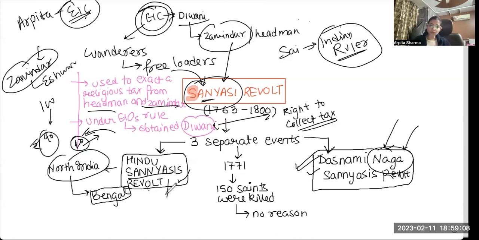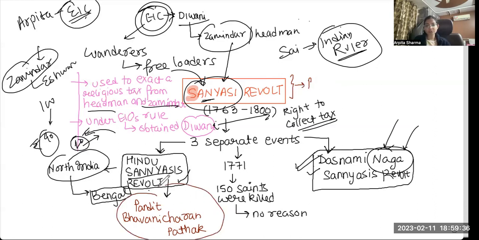When we talk about the Hindu sannyasi revolt, there was a very famous person involved, who was the leader of this revolt. His name is, write it down, Pandit Bhavani Charan Pathak, a very famous sannyasi who was the leader of the Hindu sannyasi revolt. Overall, the sannyasi revolt was fought under the leadership of Pandit Bhavani Charan Pathak.